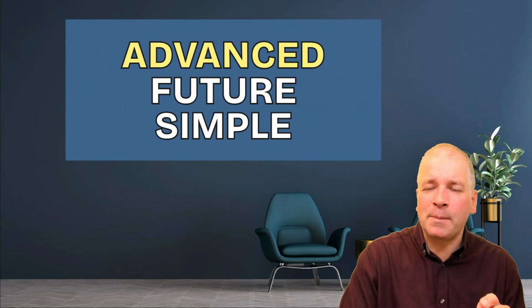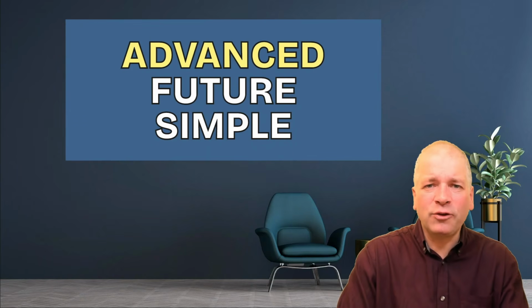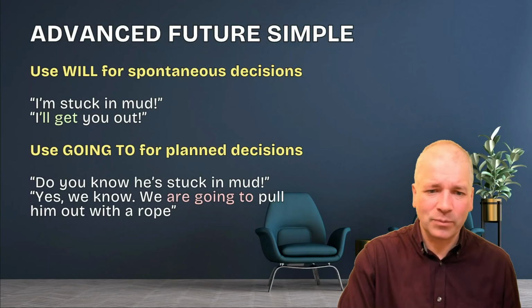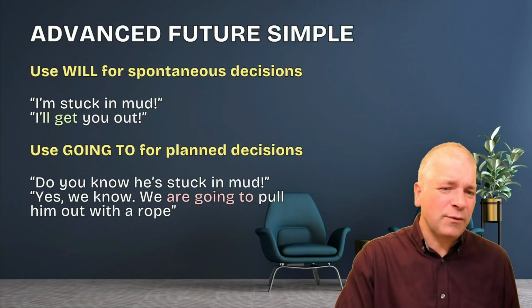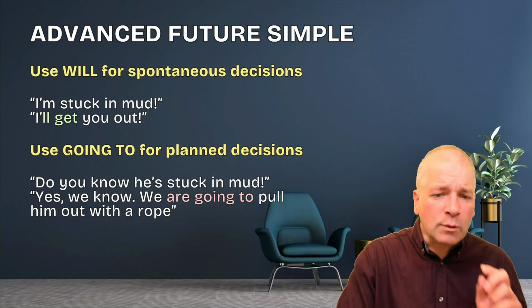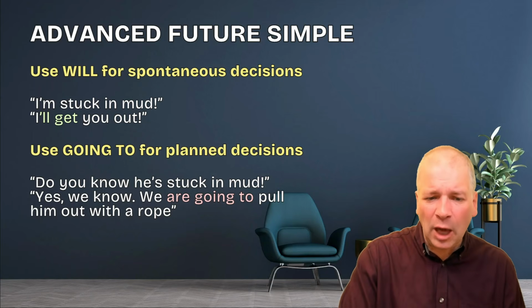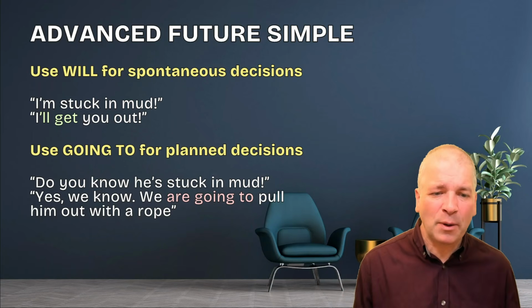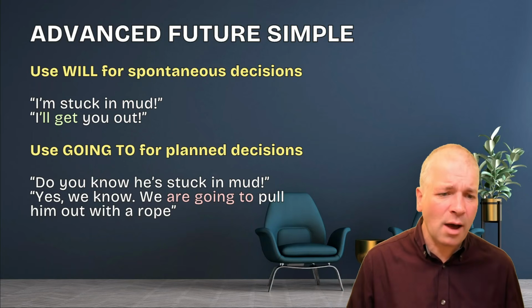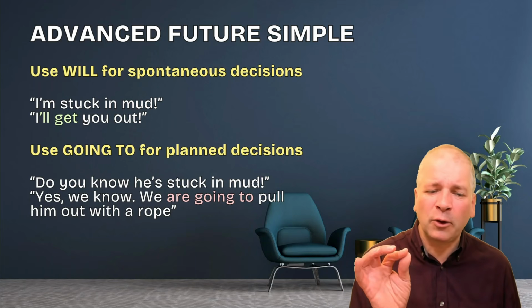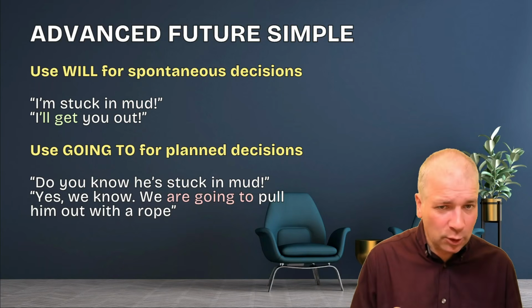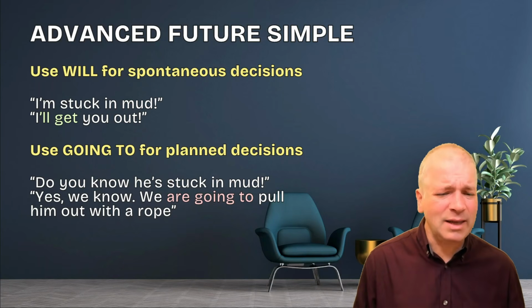Now with the future simple, before I get to the native level, I just want to add a few more advanced features that I didn't mention earlier in the lesson. So this is to do with the difference between will and going to. Use will for spontaneous decisions, but going to for planned decisions. So if someone says, I'm stuck in mud, and the response is, I'll get you out, we use will, because that's the spontaneous response, the spontaneous decision to get you out. But in the second one, do you know he's stuck in the mud? Yes, we know. We are going to pull him out with a rope.